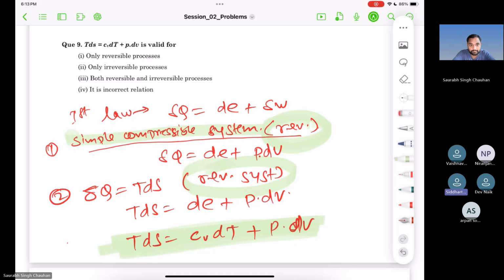Only reversible. Only reversible, sir. Reversible. You mean the first option, right?